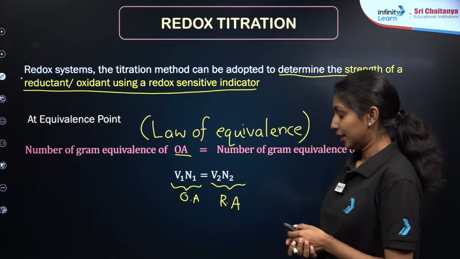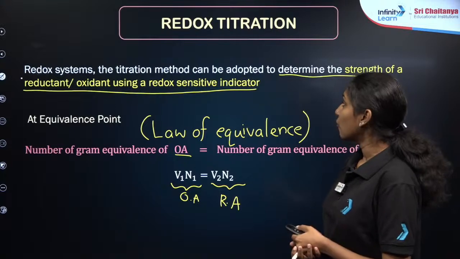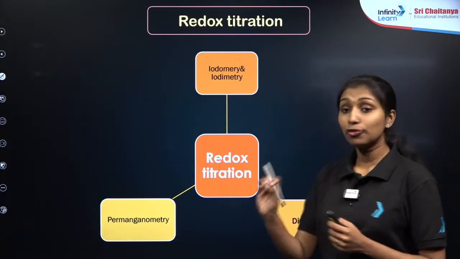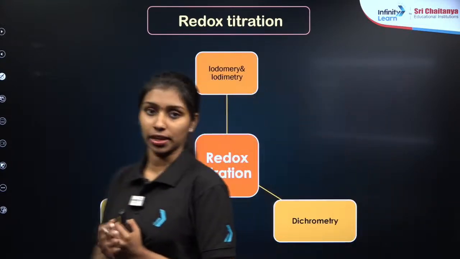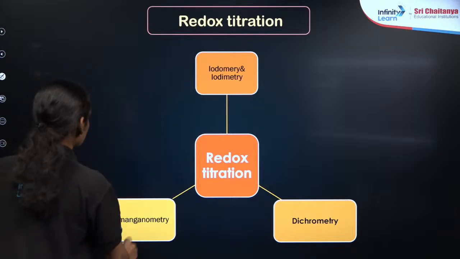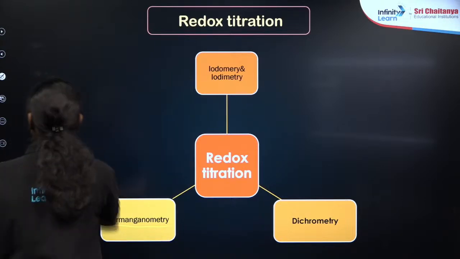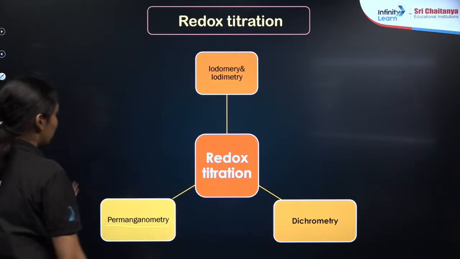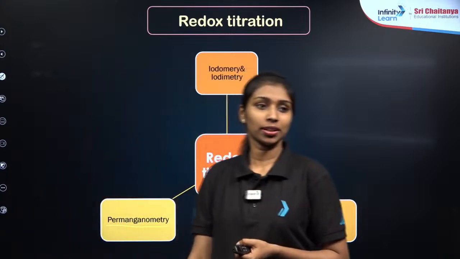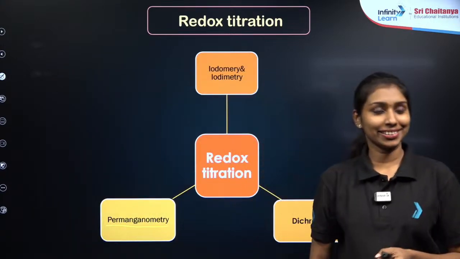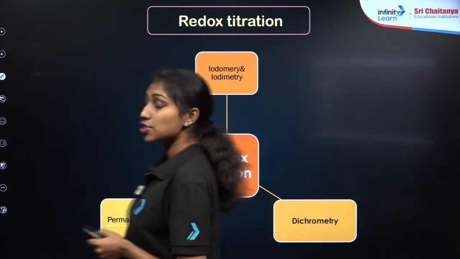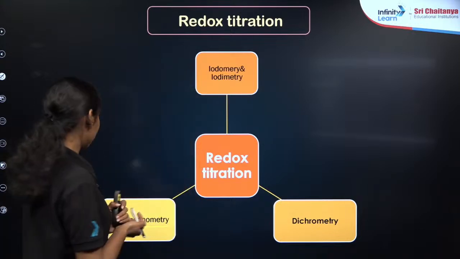Fine. Now, in this topic, we have to discuss 3 or 4 types of redox titrations. As you can see here, the first one is permanganometry. What will be permanganometry? Any idea? What will be the reagent in the case of permanganometry?